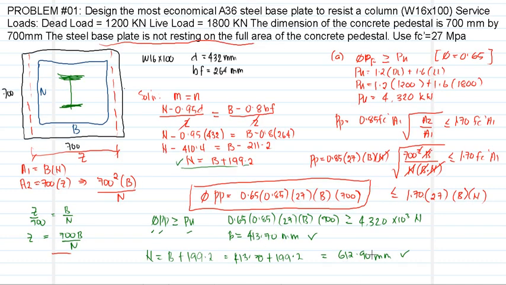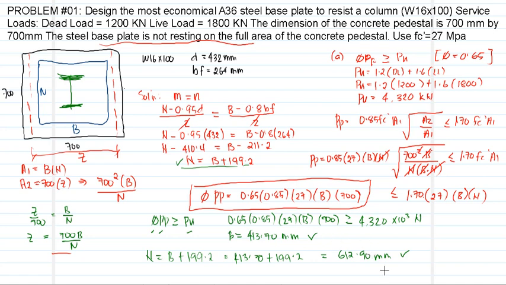This is 0.85. So, i-check natin yung nakuha natin sa limit natin. So, 0.85, 27, yung ating area 1. The square root of area 2 over area 1 less than or equal to 1.70 FC prime A1. So, meron na tayong value ng B, meron na tayong value ng N. Di ba? Nakuha natin dito. Ito na yung value ng B and N.